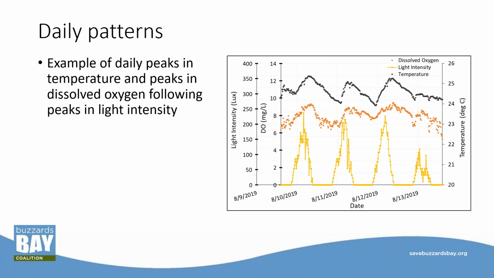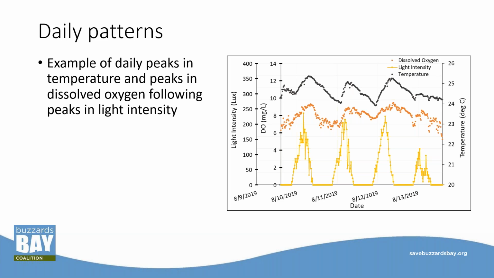And you can see that as we start on a given day, as the light starts to filter into the bottom of the water column, we see the dissolved oxygen also starting to build as plants start to photosynthesize, and we see the temperature increasing as well. And then after we see our peak in light intensity, we end up with our peaks in dissolved oxygen and temperature, and they fall away over the course of the night and then build back up on the next day.